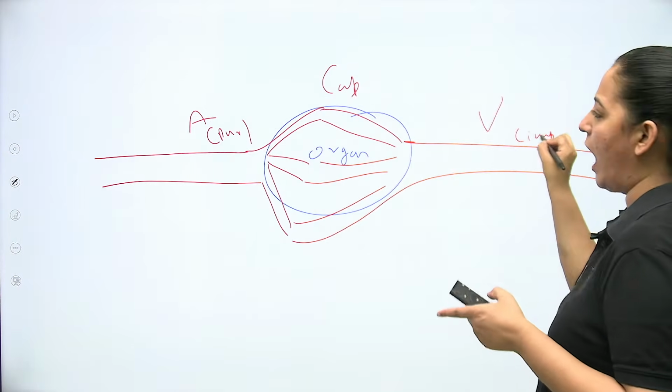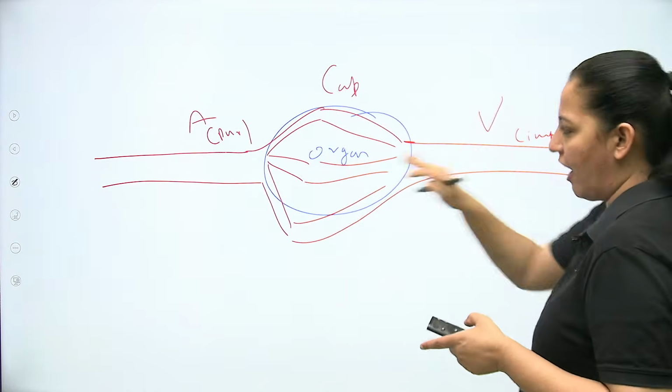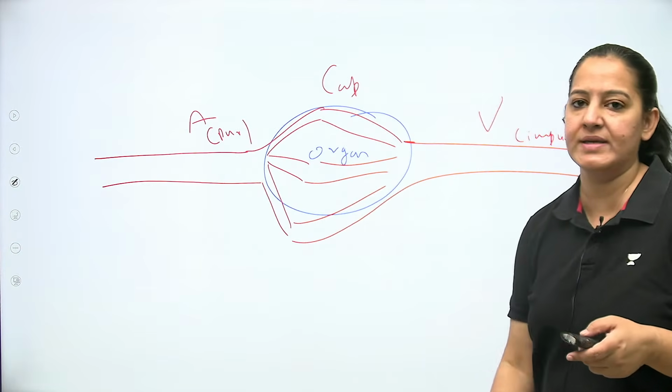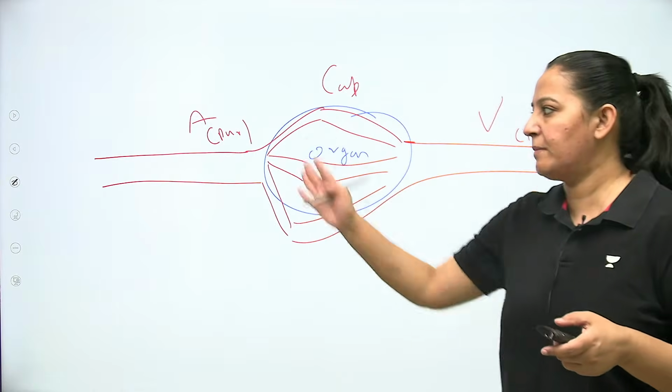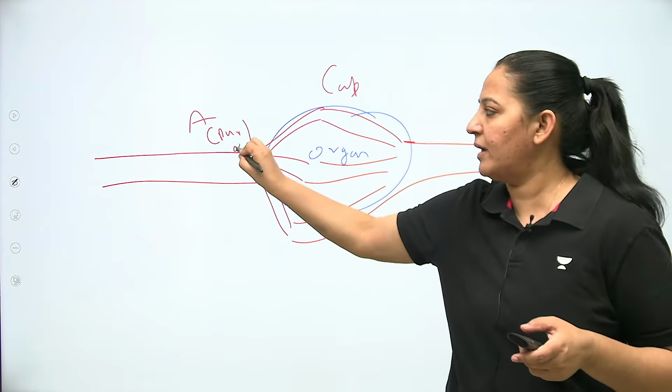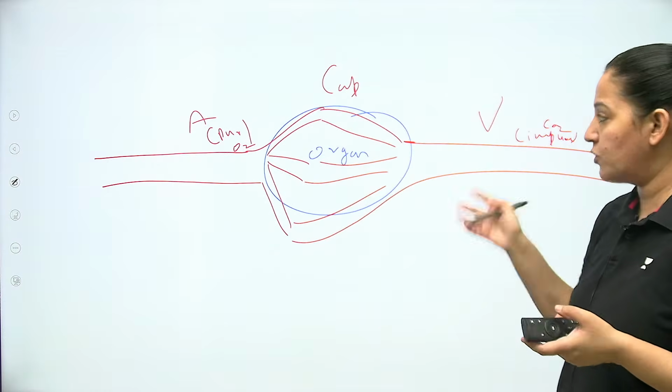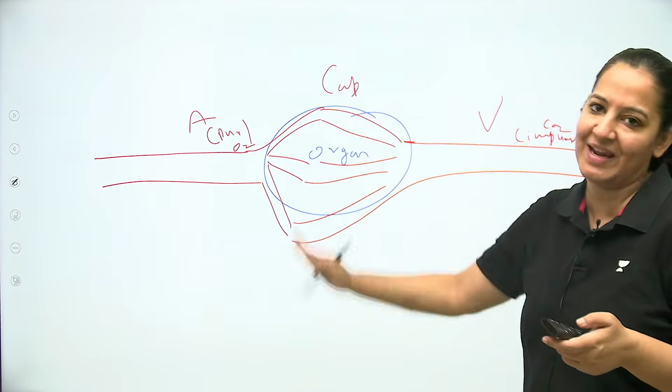Have you ever thought how this pure blood becomes impure? After entering the organ, how does pure blood become impure? How does it happen? What do you mean by pure blood? It contains oxygen. What do you mean by impure blood? It does not contain oxygen, it contains carbon dioxide. So what is the change happening? Something is happening in the capillary.